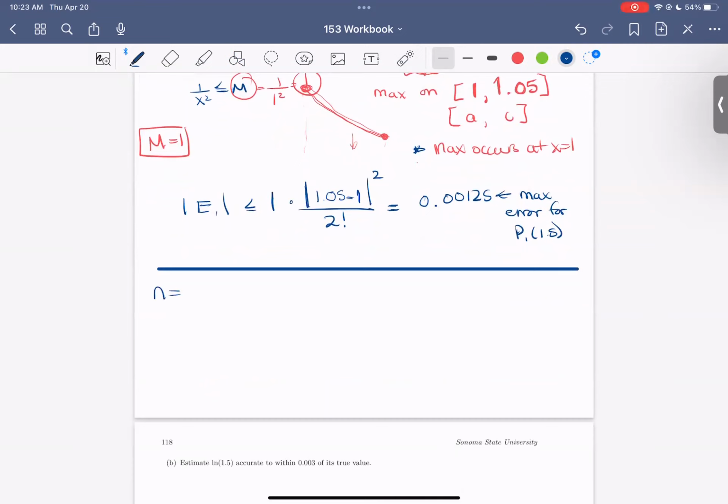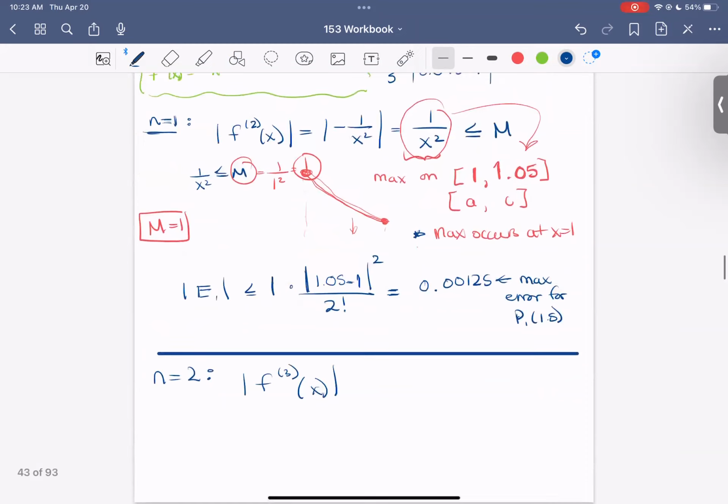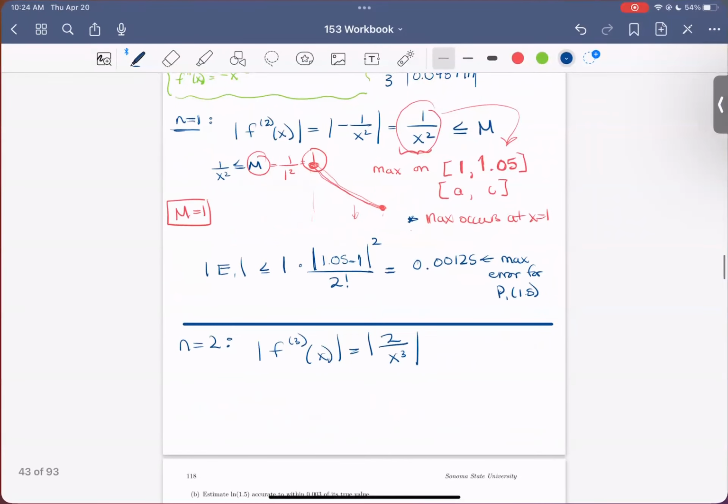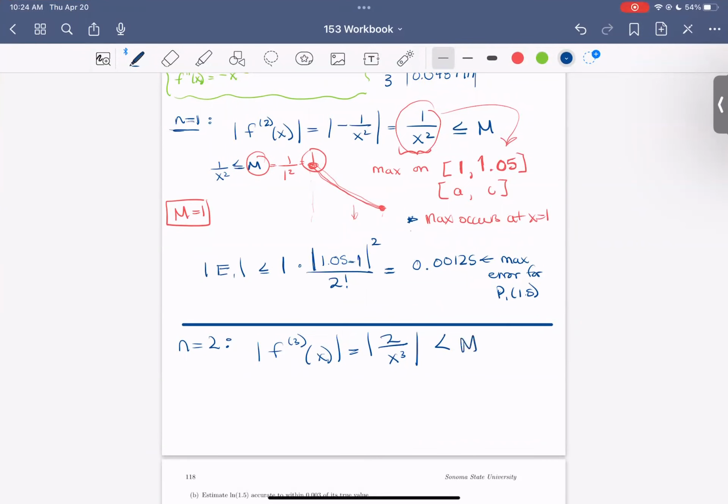So when n equals 2, we need to look at the third derivative of f of x, which from our work previously, we see that the third derivative is equal to the absolute value of 2 over x cubed. So we need to find the maximum of this function. We need to find the max on 1 to 1.05.